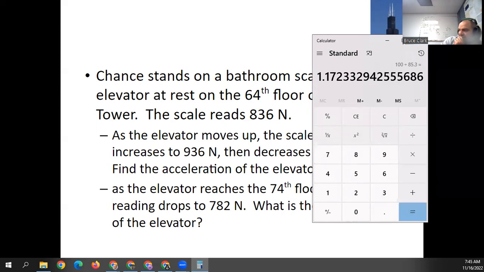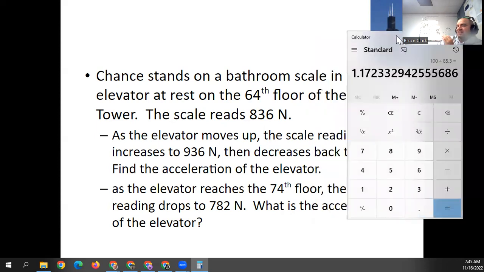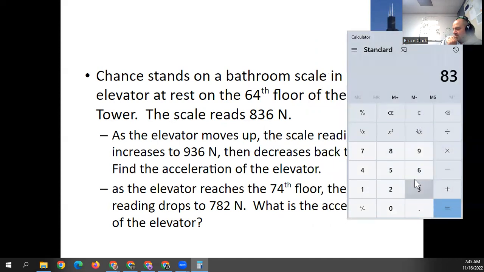Second part, as the elevator reaches the floor, the scale reading drops. So it actually is below what gravity is. So it is letting gravity have its way a little bit there. So we're going to take that 836. Oh, it's not 836 divided by 7. Oh boy, struggling this morning, guys. Let's clear that. 836 minus 782 gives our newtons, divided by, I believe, 85.3 kilograms. And so we get an acceleration of 0.6 meters per second squared as the elevator comes to a stop there.